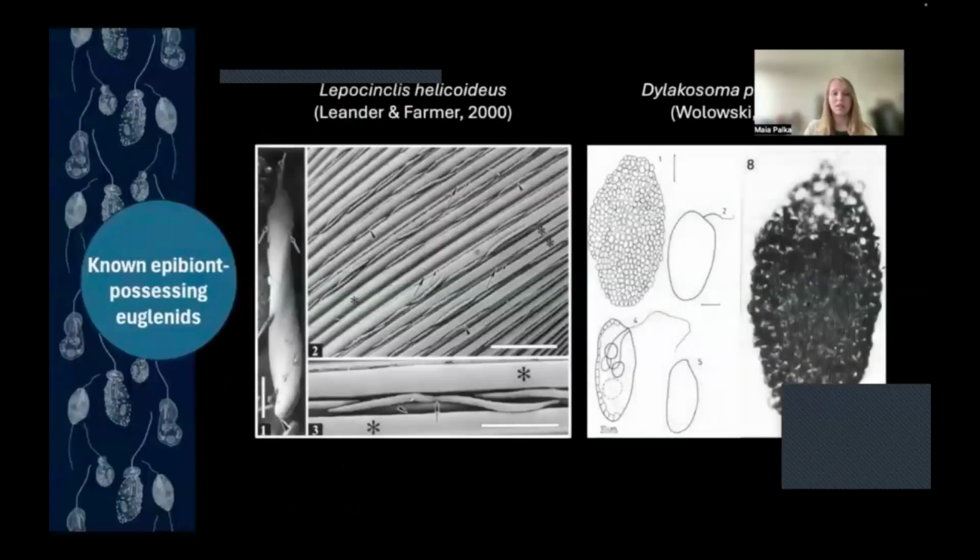Within the euglenids, there are only 2 species that possess epibiotic bacteria. And just to recap, epibionts are bacteria that are present on the external surface of the cell. And even though we do know that these 2 species exist, we know very little about them. In fact, for one species, Leposynclus helicoideus, we only have one SEM, and that's it. We have no molecular data, no TEM of these bacteria. We don't really know anything about the system. For Delactosoma, all we have is this really, really terrible light micrograph. So we really do not know a lot about epibiont possessing euglenids, despite the fact that we do know that they exist.